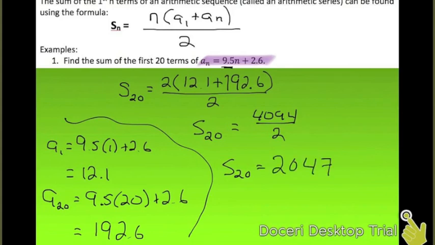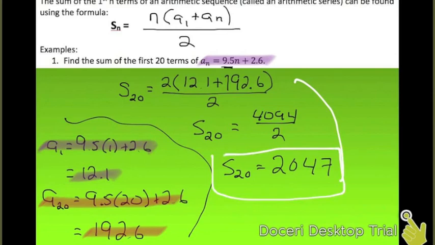So there were 3 steps of that. We had to find the first term, then we had to find the 20th term, and then we had to plug it all back in to get our final answer, which is 2,047.